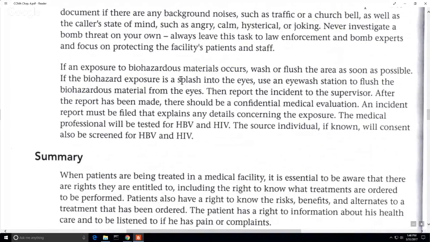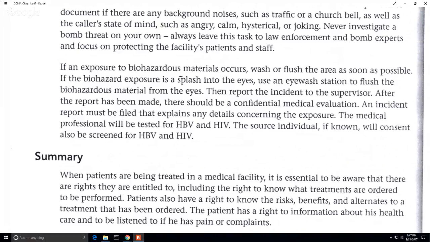Now, if an exposure to biohazard material occurs, wash or flush the area as soon as possible. If the biohazard exposure is a splash into the eyes, use an eye wash station to flush the biohazard material from the eyes, and then report the incident to the supervisor.